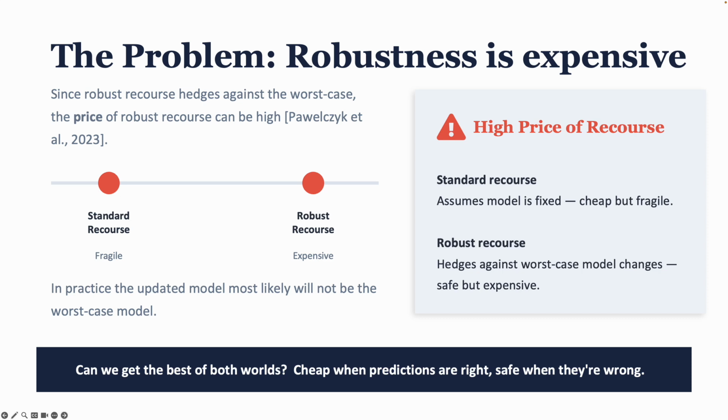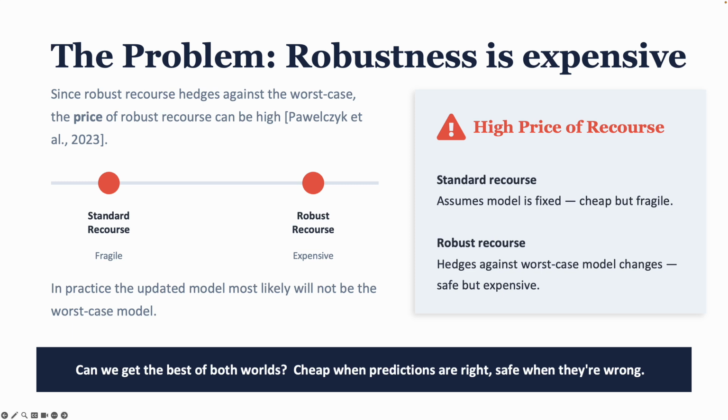But here's the catch. Since robust recourse hedges against the worst case, the price of recourse can be very high, as shown by Pareto-dominates et al. in 2023. You can see the tension on this slide. Standard recourse is on one end. It's cheap but fragile. Robust recourse is on the other.